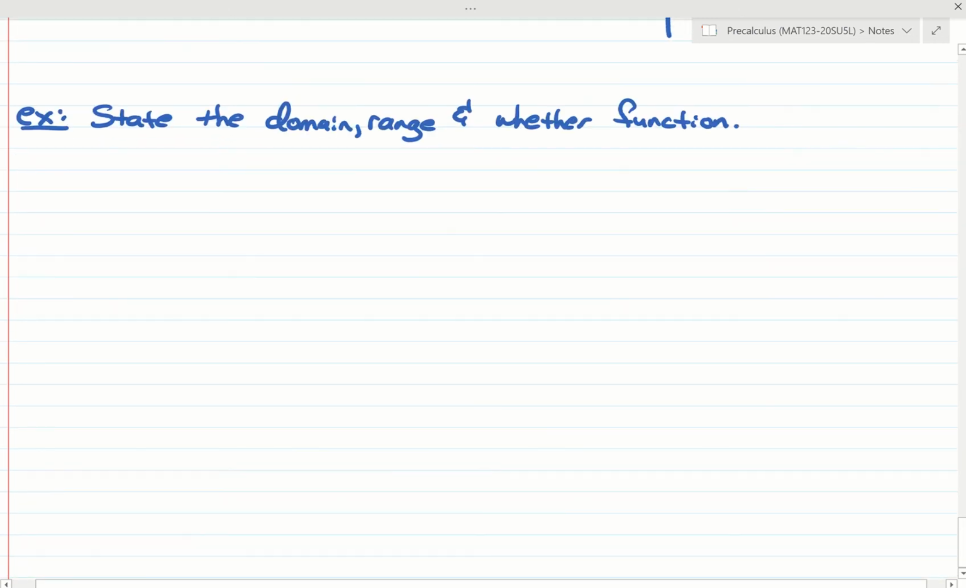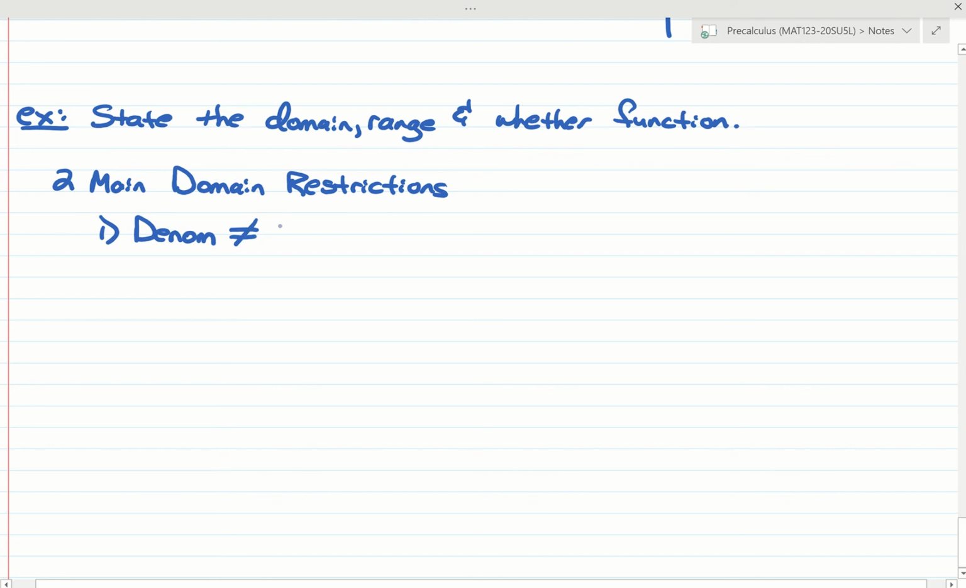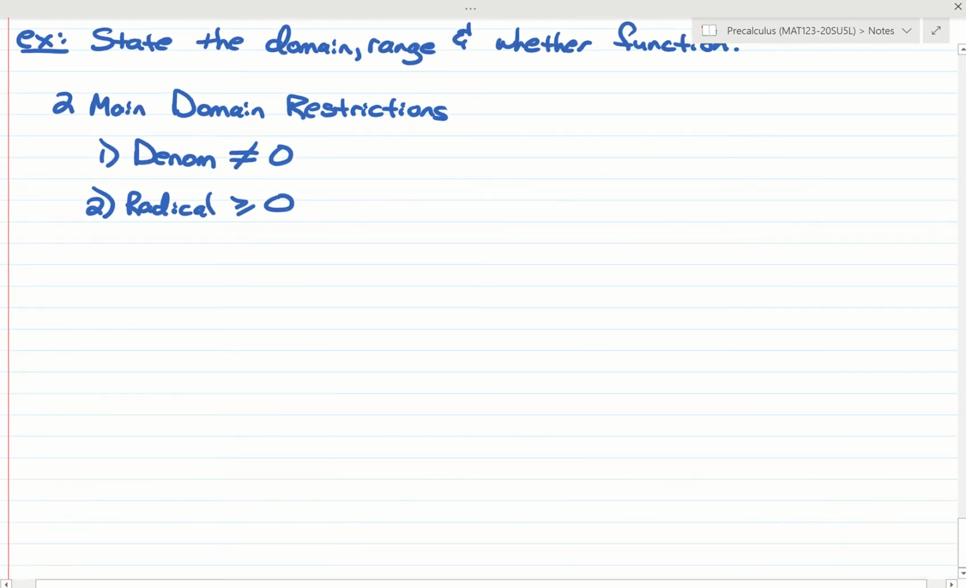Now, when we start looking at these kinds of problems, there's really two main domain restrictions. All right. So when you have a denominator, it can't be 0. So we have to keep that in mind. Also, when we have a radical, whenever you take the square root of something, it's always going to give you a number that's greater than or equal to 0. So let's take a look at a few examples like this.